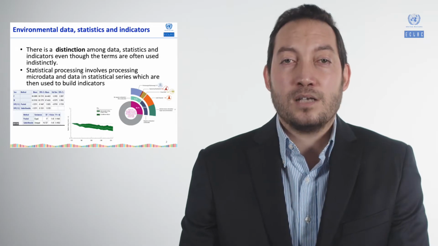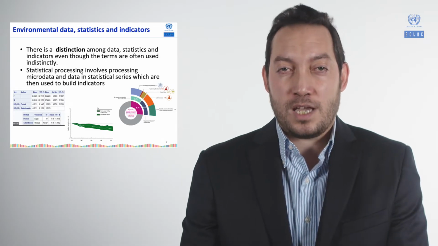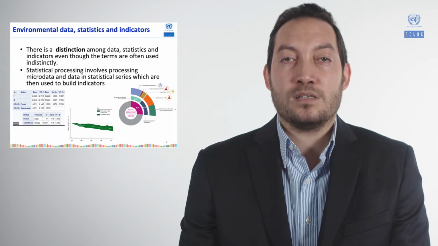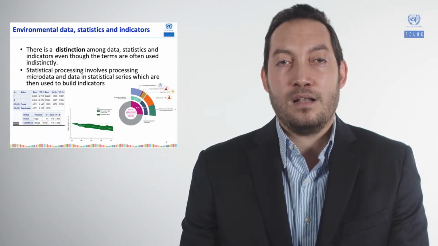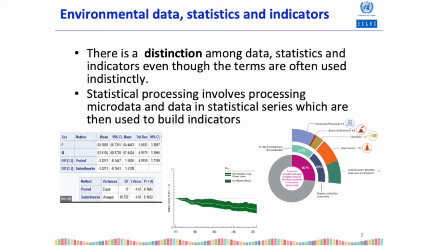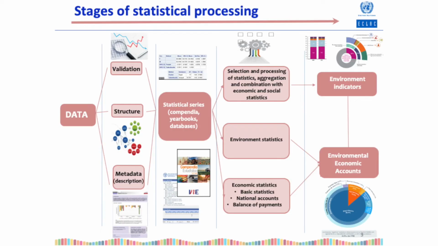The first one has to do with the moment in the production chain, from raw material to synthesized products, selected and highly processed. And the second one will be different analytical objectives, used by different users, so that from the statistical point of view, data, statistics, indicators, and environmental accounts are clearly differentiated, a concept that it's important to handle properly in this course, since the statistical processing starts from the microdata that is generated. Let's look at the stages of statistical processing.